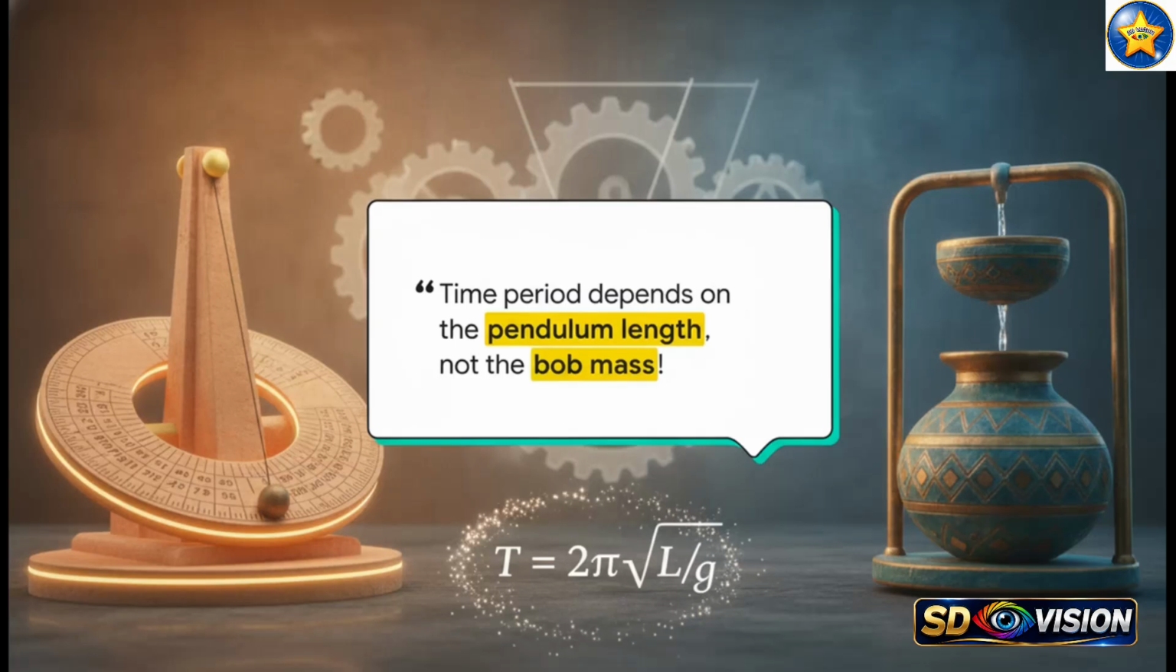But here is the absolute most crucial thing to remember. The time period of an oscillation depends completely on the length of the pendulum, not the mass of the bob. Galileo tested this endlessly and proved it. A heavy iron ball and a light wooden ball on the exact same length of string will swing at the exact same rate. This one physical truth is exactly what made mechanical pendulum clocks possible.